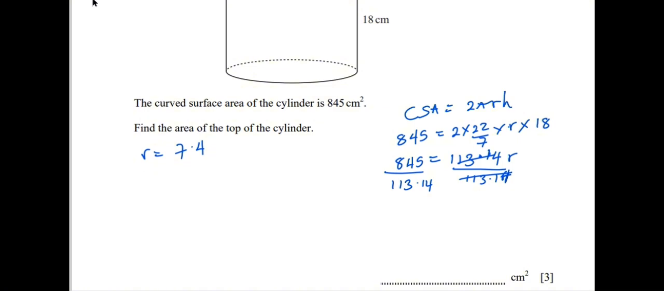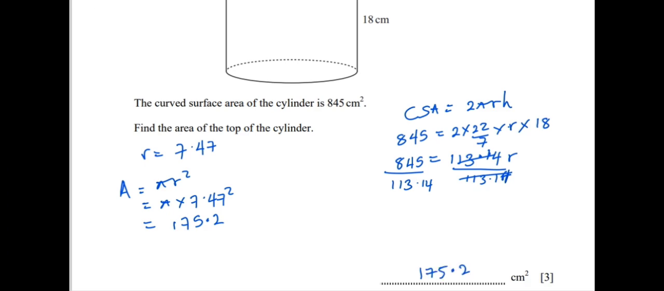7.47. Okay. So with this R now, we can use it to find the area of the top, which is A equals pi R squared. So that will give us pi times 7.47 squared. So if you use your calculator very well, you are going to have 175.2. So come and write our 175.